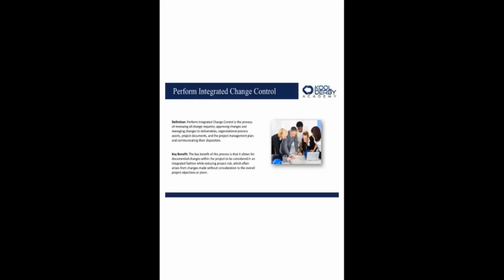Okay, so just FYI, things that I run across that I think might show up on the exam, and I want you to know what that is. So this board, the CCB, approves change requests and manages changes to deliverables, organizational process assets. OPAs, organizational process assets, are things like templates, policies, procedures, historical information. So we have something called enterprise environmental factors and also OPAs. And then we have project documents and the project management plan, communicating, and also communicating their disposition.